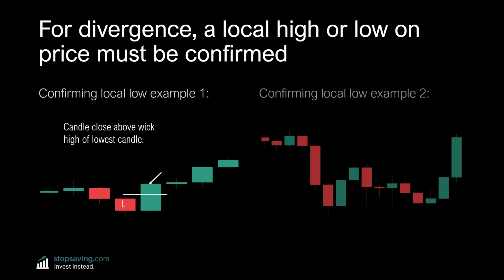Here's the second example. Remember, for a local low, we want to see a candle close above the high of the lowest candle. Here's the low, here's the wick high, and then here's the candle closing above it. And over here, we have the same thing. Low, wick high, candle close above it.